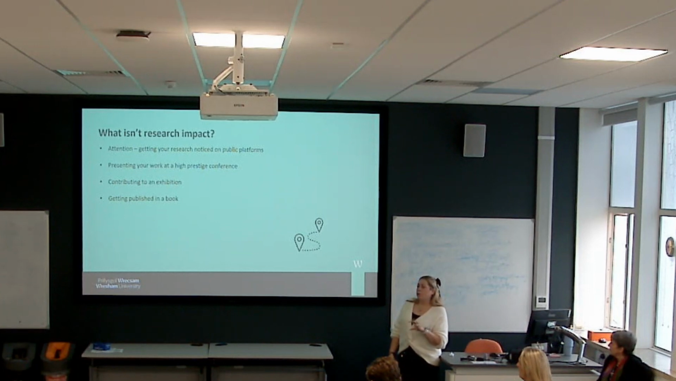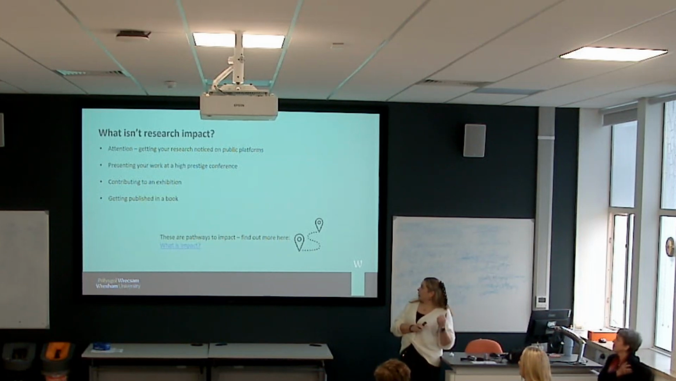We often talk a lot about what research is, but we often encounter examples of what research isn't. So we just wanted to touch on that. Getting attention, getting your research noticed on public platforms or social media, getting your work retweeted, presenting your work at high prestige conferences, contributing to exhibitions or getting published in a book. We often see researchers say to us, we've had impact because I've had a chapter published in a book. And we really commend that, we support that, we celebrate that in any way that we can, we encourage it. But that isn't actual impact, that's a pathway to the impact, that's getting your work noticed.